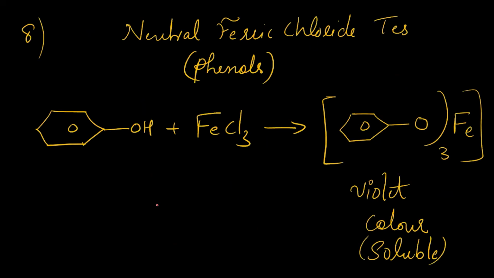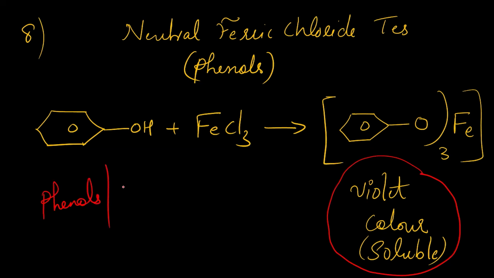Then the neutral ferric chloride test. It is a common test for phenols. Phenols react with neutral ferric chloride, FeCl3, and you will get a complex of violet color. Only phenols give this test. So you can distinguish phenols from alcohols, or phenols from aldehydes. Phenols will give this test, but alcohols and aldehydes do not. You will get a violet colored complex.